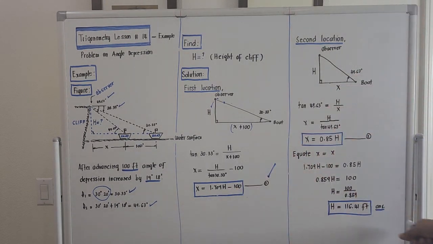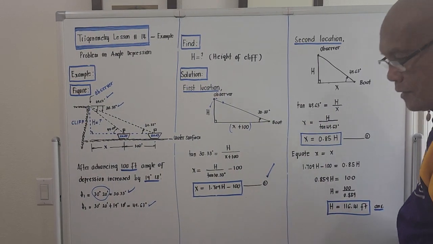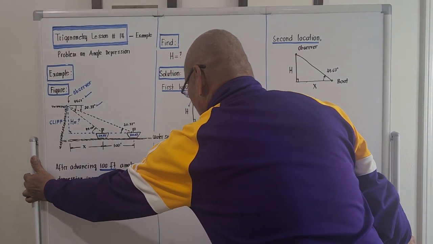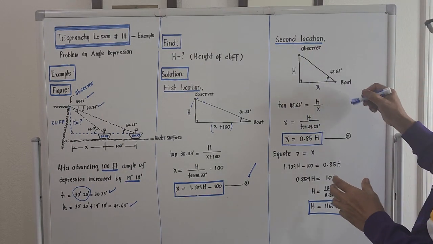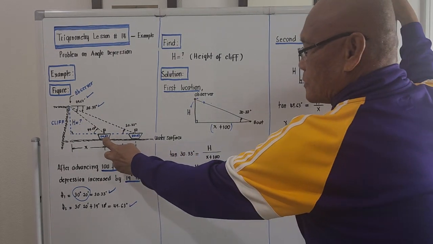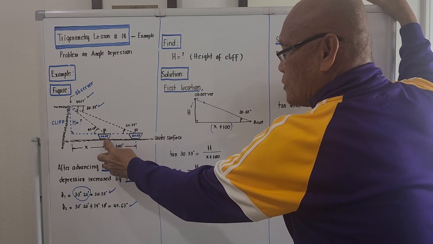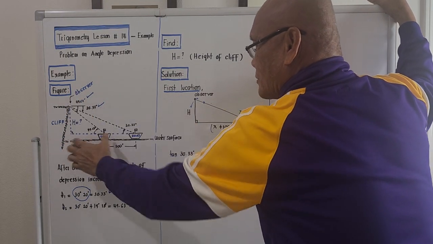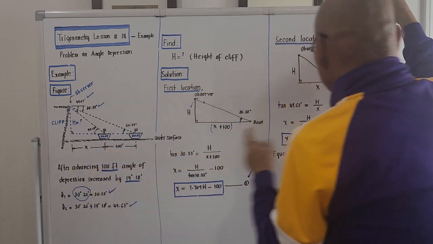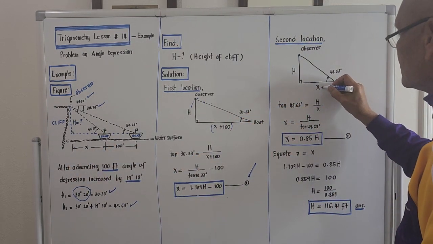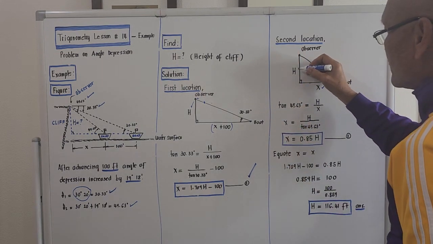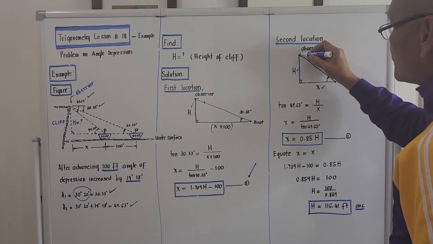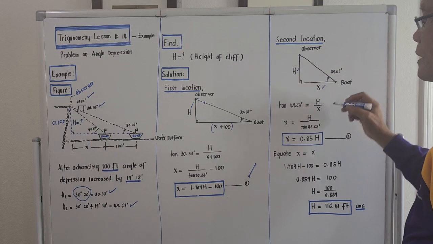Okay, let's try to bring out the right triangle on the second location. This is the second location. The distance of the boat from the vertical line, considering the second location, is x. So this is x, right? And this is still h, the unknown height of the cliff. This is the observer, this is the boat.